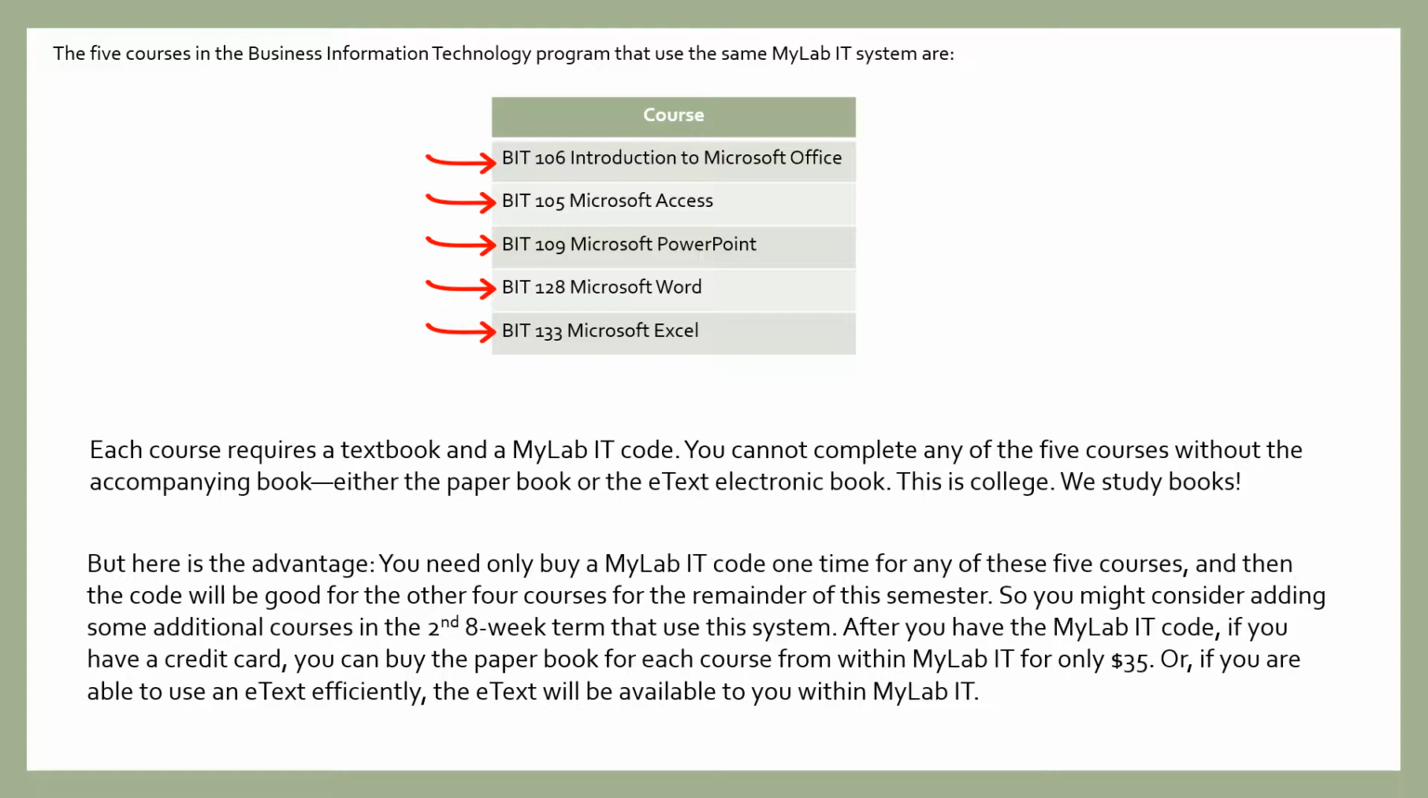But here's the advantage. You need only buy a MyLab IT code one time for any of these 5 courses, and then the code will be good for the other 4 courses for the remainder of this semester. So you might consider adding some additional courses in the 2nd 8-week term that use this system. After you have the MyLab IT code, if you have a credit card, you can buy the paper book for each course from within MyLab IT for only $35. But if you are able to use an e-text efficiently, the e-text will be available to you within MyLab IT.